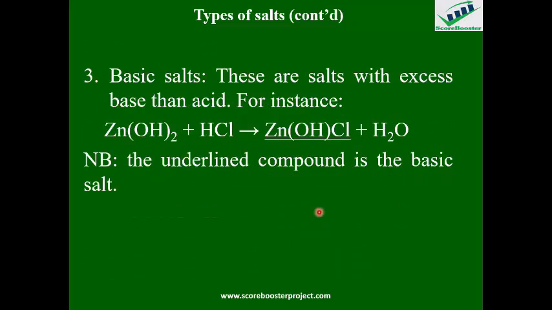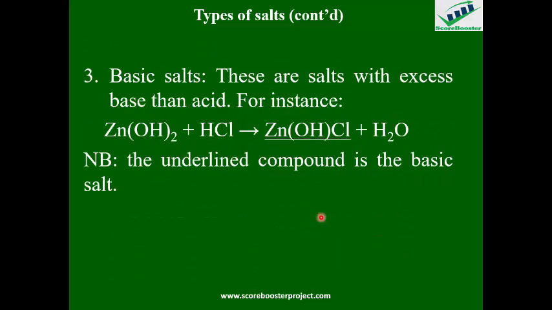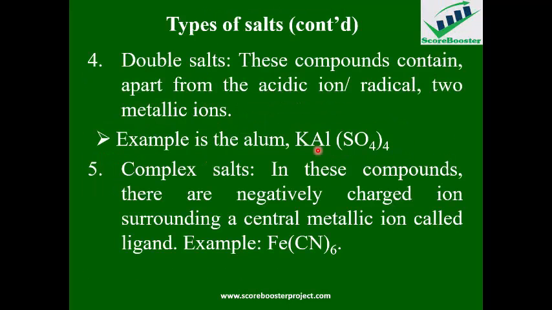Another group is the basic salt. This is when base is more than acid now. So instead of hydrogen being in excess here, we have hydroxide here, that is for the base. That is why we call it basic salt. That one is called double salt. Double salt is just when you have double of what should be normal salt. You have double of it.